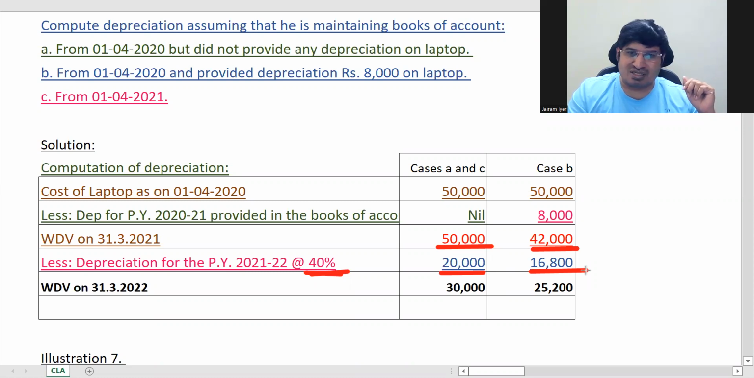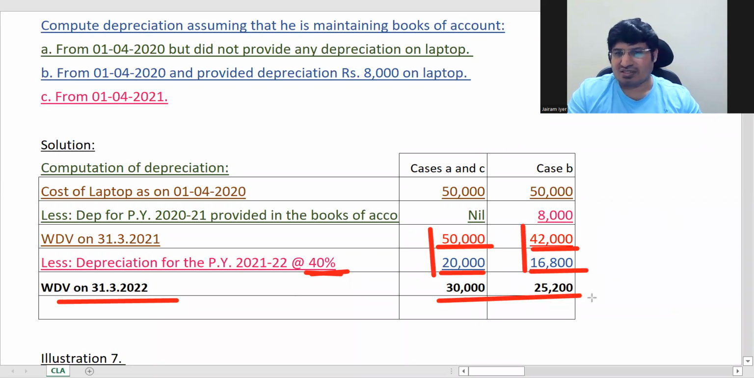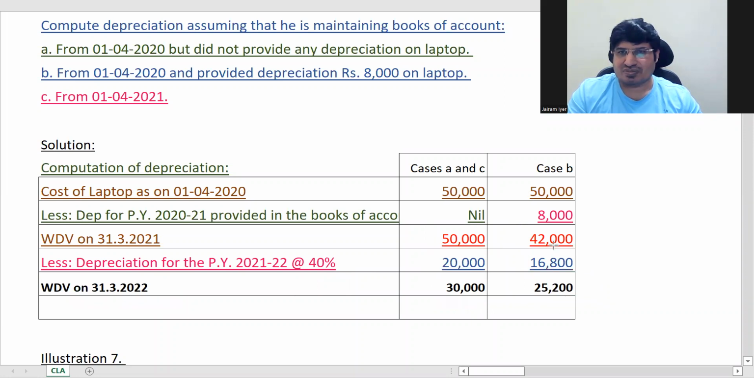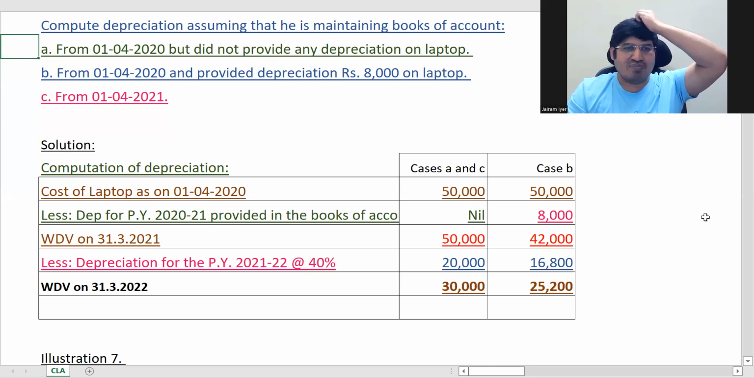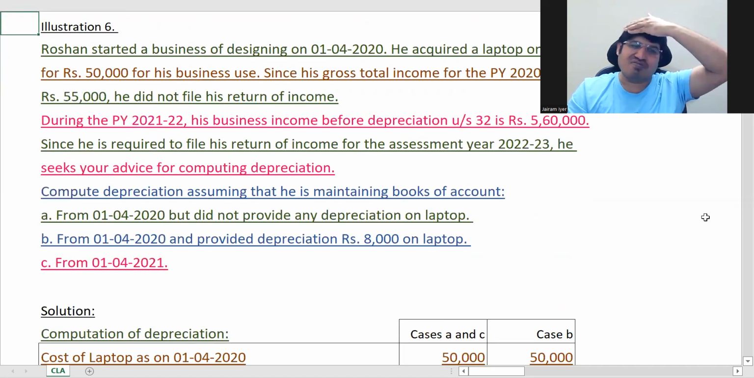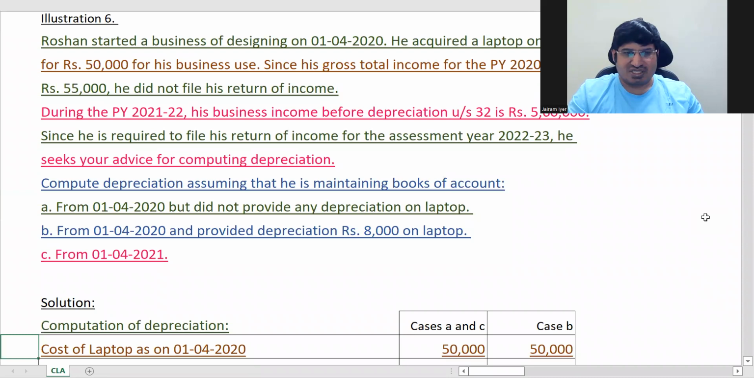ये हो गया. And then last is WDV. Closing WDV हमारा आ गया. Depreciation deduct करके, and you will get this. Okay, understood? So basically these are all applications of those points which we have studied there. Actual cost. ठीक है, ये हो गया आपका second.